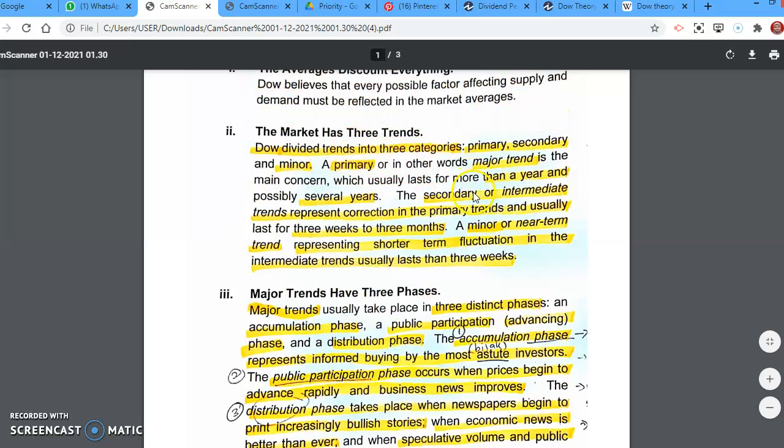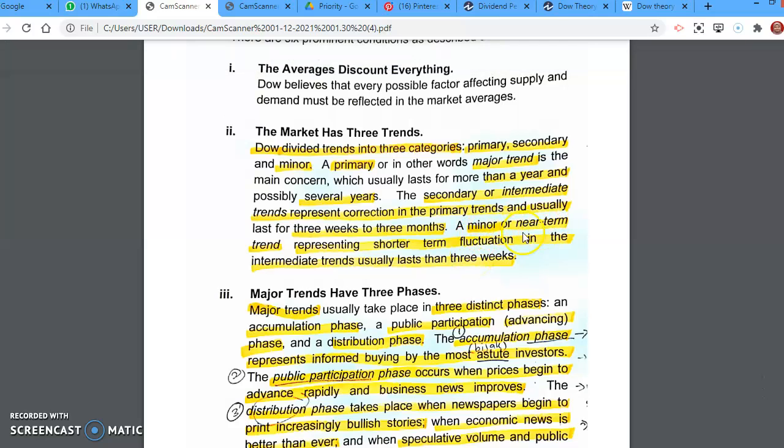Sama ada harga itu kalau dalam primary movement, kita tengok mengikut unjuran tahun. Okay, kita akan ambil data yang lama. Okay, 2 or 3 to 4 years. Kalau untuk secondary movement, kita tengok dalam tempoh beberapa bulan. Okay, contoh sebulan hingga 6 bulan. Dan yang ketiga adalah trend yang terakhir. Minor or near term ni kita tengok dalam hanya beberapa minggu sahaja. Okay, ini adalah trend pergerakan harga.